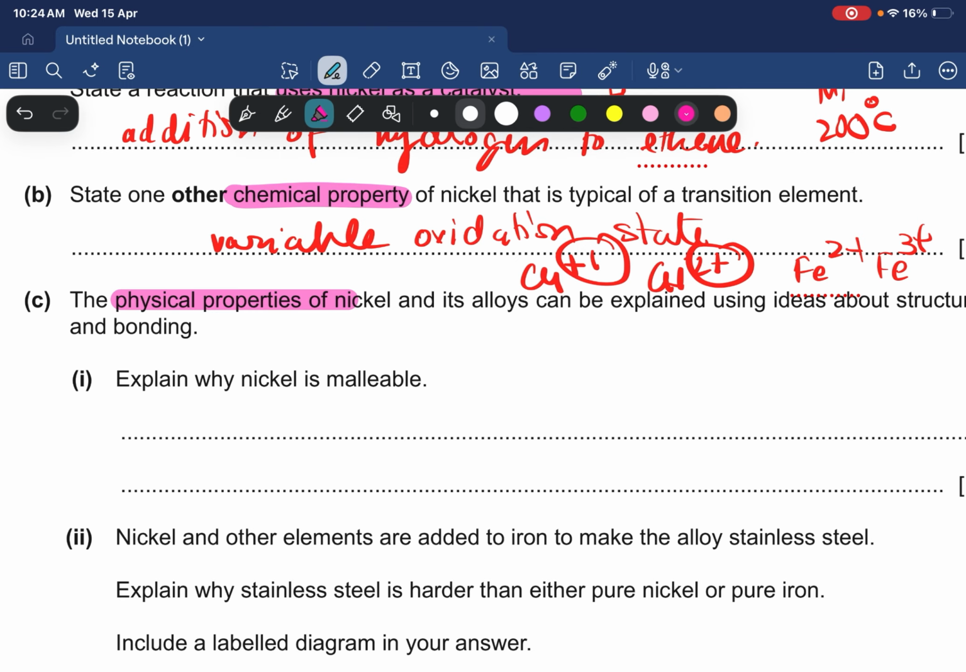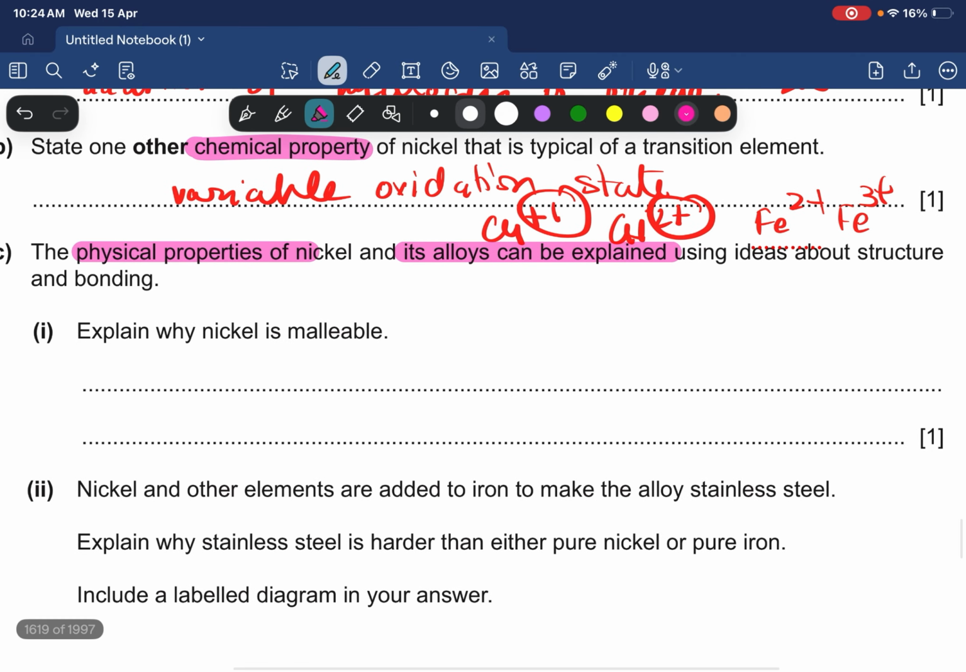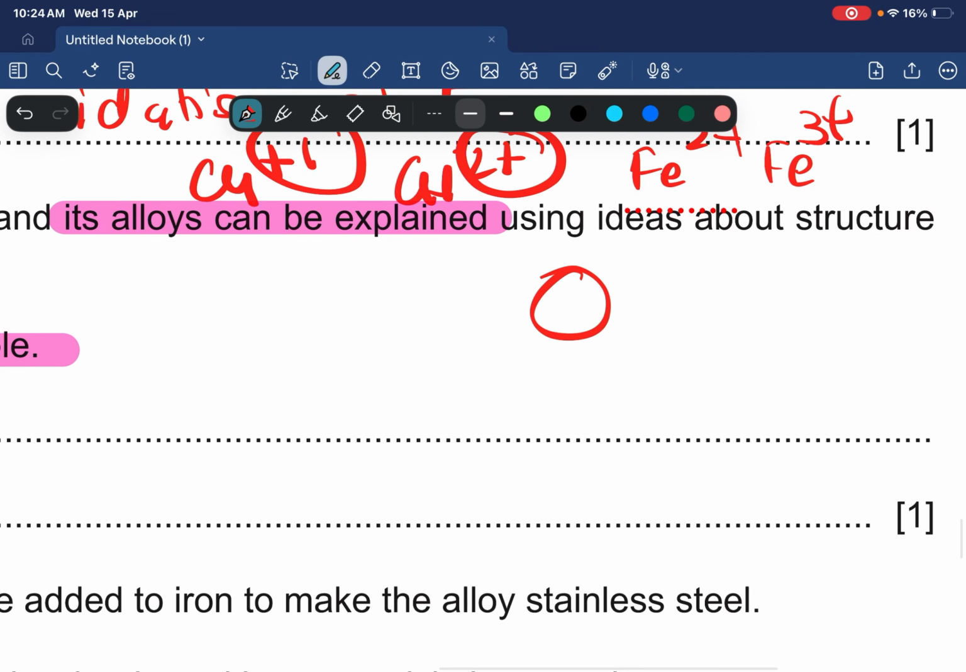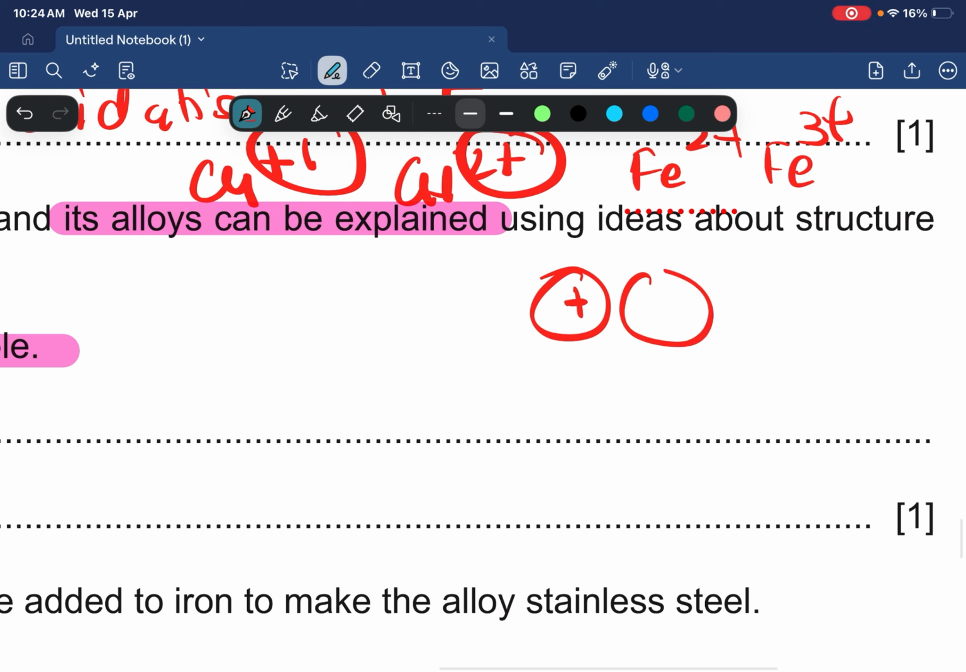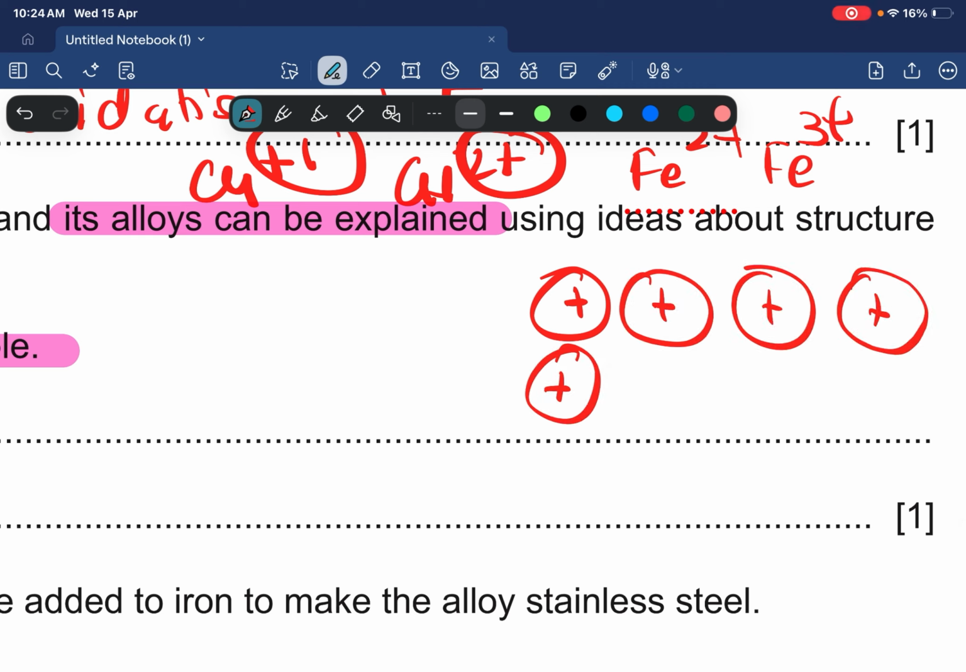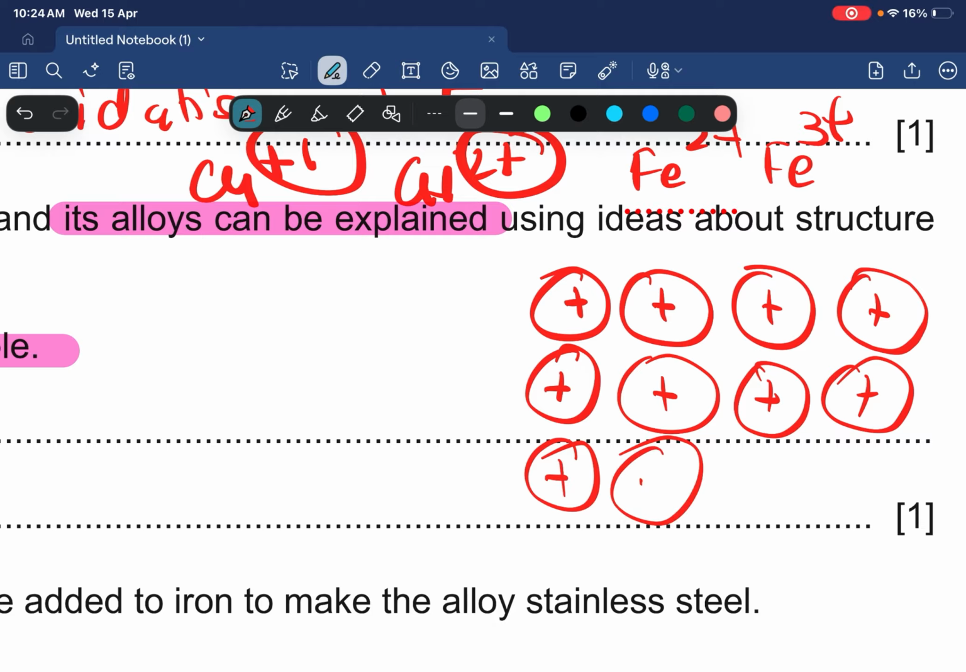The physical properties of nickel and its alloys can be explained by using ideas about structure and bonding. Explain why nickel is malleable. What does malleable mean? Malleable means it can be turned into sheets. Why? Because look, what is nickel? Nickel is a metal. What do metals have? Metals have positive ions. Remember, what is metallic bond? Metallic bond is that you have your positive ions in a sea of delocalized electrons. This is your sea of delocalized electrons.